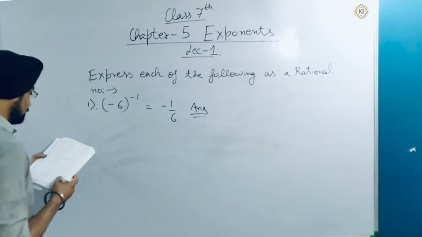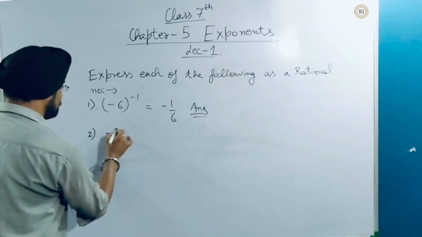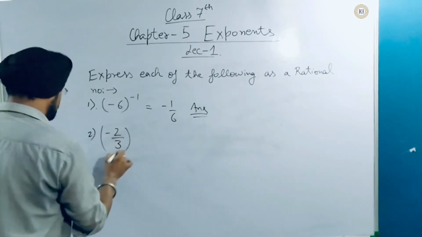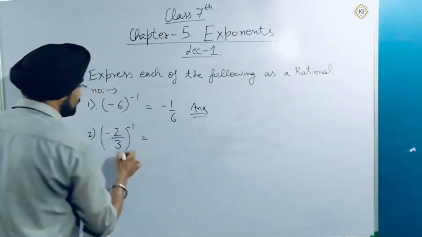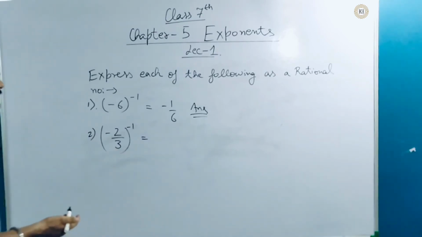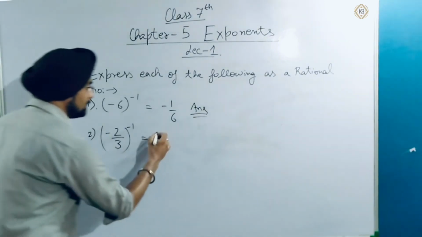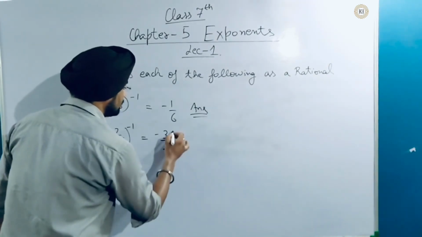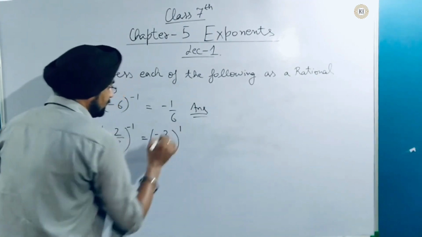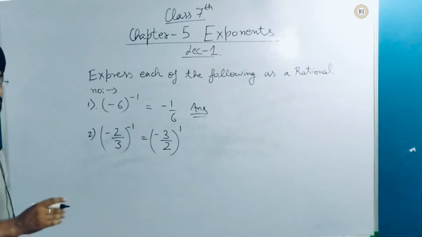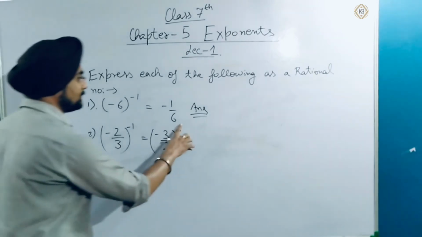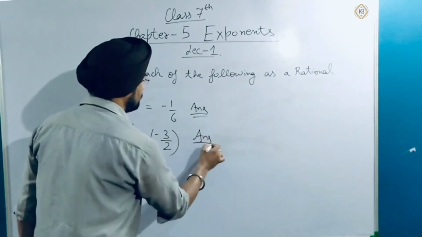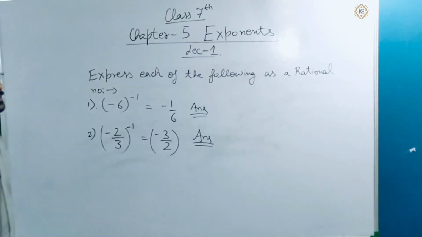Next, suppose question number second is given as minus 2 upon 3 to the power of minus 1. Again we have to change the negative power into positive, so simply take the reciprocal of the base. It will come minus 2 upon 3 to the power 1, but we don't write power 1 because by default it means 1. So our answer will be minus 3 by 2, and minus 3 by 2 will be your rational number.